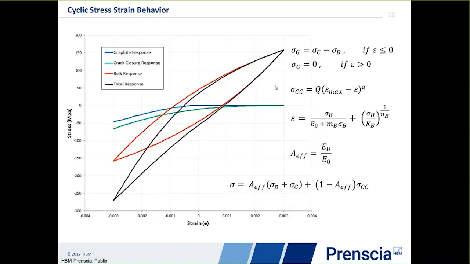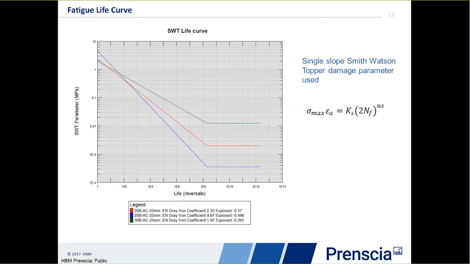This is very clever in the fact that we're actually able to use standard procedures to go off and cycle count the hysteresis loop, and then the corrections that we have, both for the graphite as well as the crack closure, are now corrections purely on stress level. So everything is very straightforward in terms of generating the cycles.